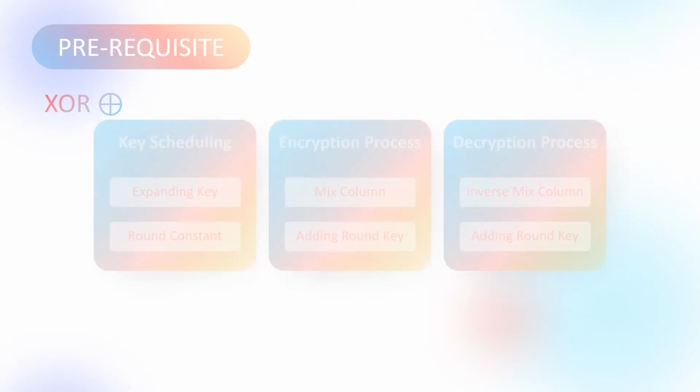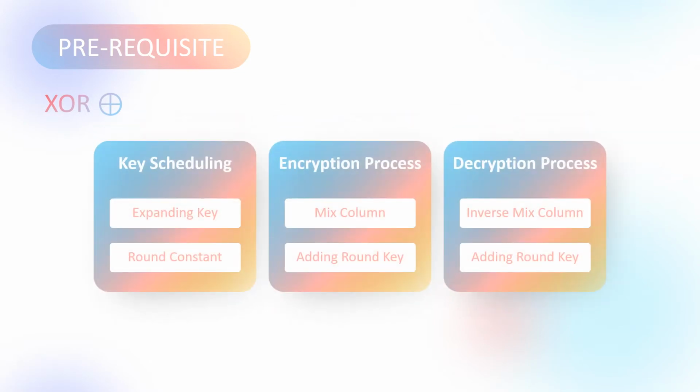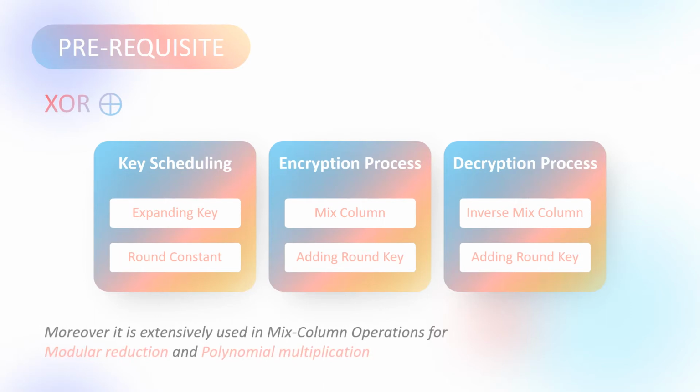The first operation is XOR, which plays a vital role in AES as it is used in the key scheduling algorithm and encryption-decryption process. Moreover, it is extensively used in mix column operations for modular reduction and polynomial multiplication. We will discuss all these operations related to AES, such as mix column, key expansion, etc. in upcoming sessions. Just remember, for an odd number of ones, XOR outputs high, which is 1, otherwise, it outputs low, which is 0.